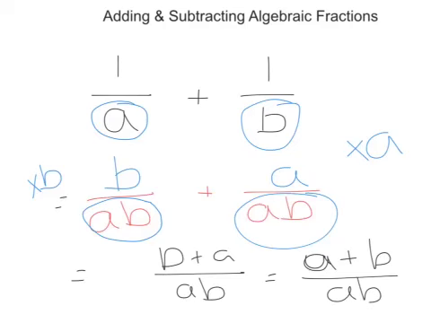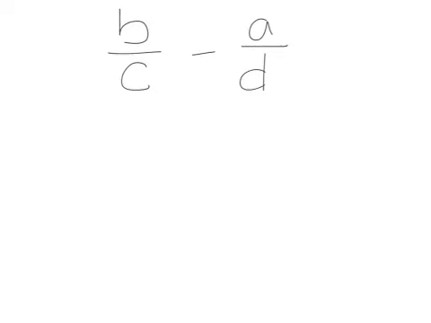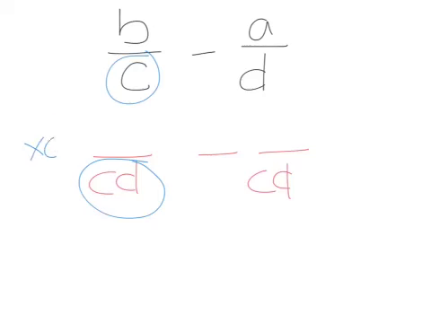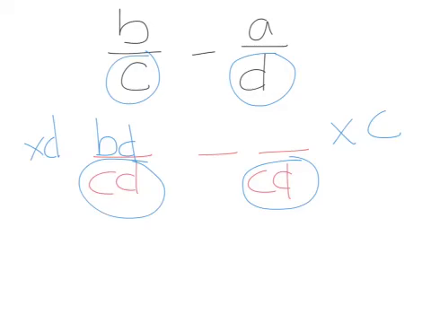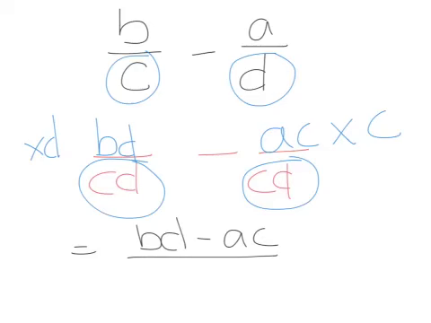Now let's look at a subtraction, and we have more involved letters here, but the process remains exactly the same. I'm going to multiply my c and d together to get my common denominator. And then this time, how did I go from c to cd? Well, I multiplied by d, so b times d is just bd. How did I go from d to cd? Well, I multiplied by c, a times c is ac. So then our final answer is bd minus ac all over cd.